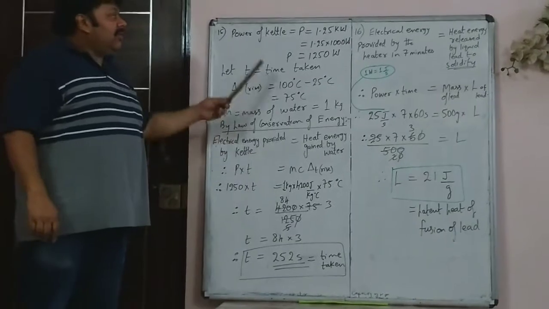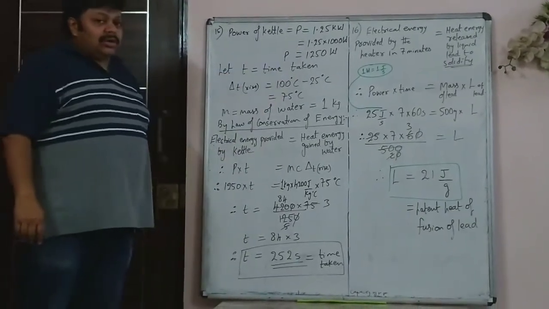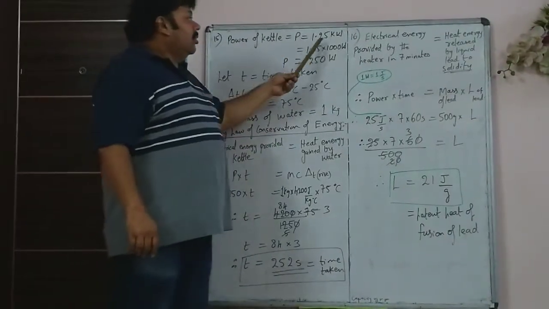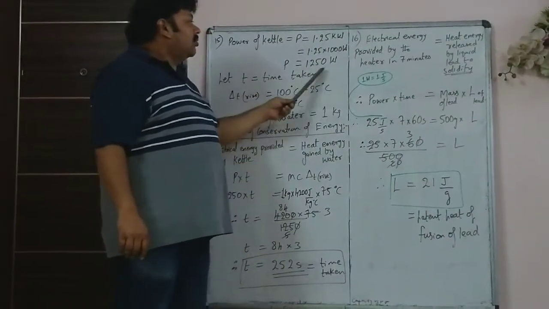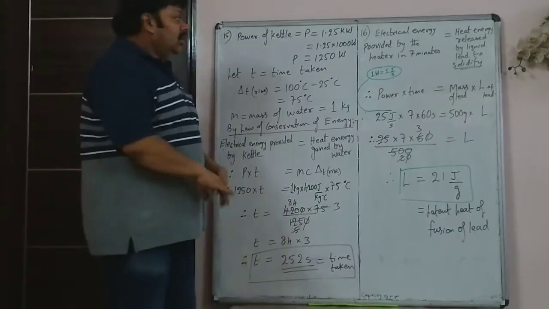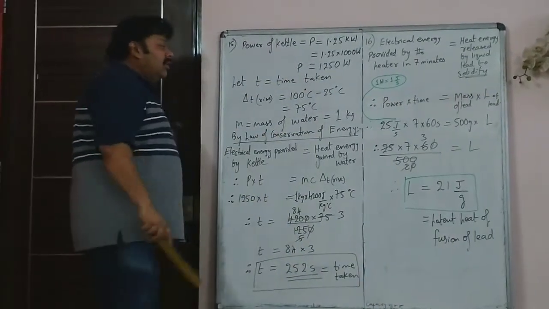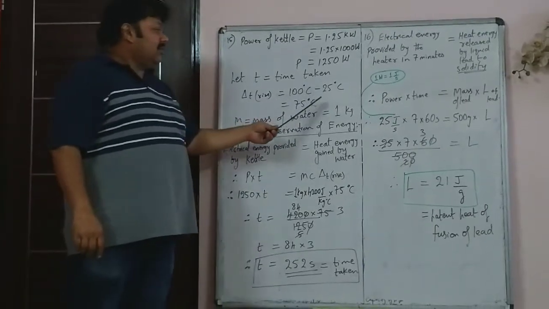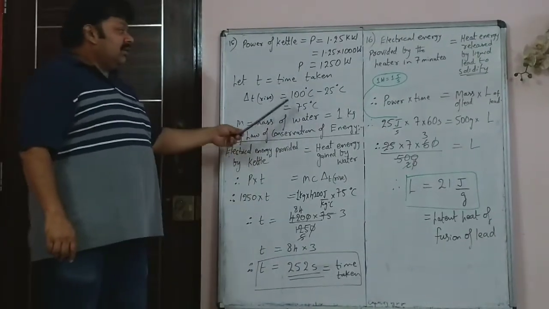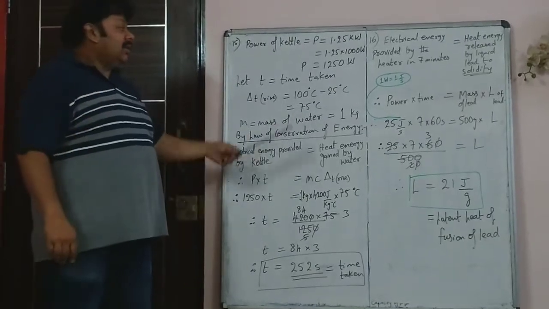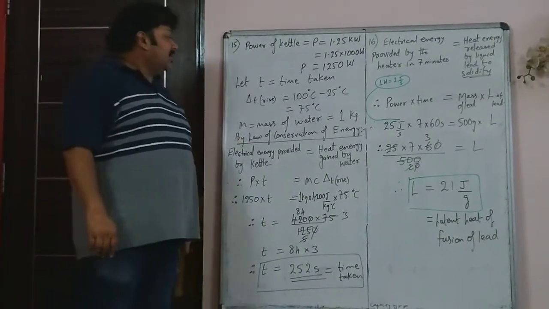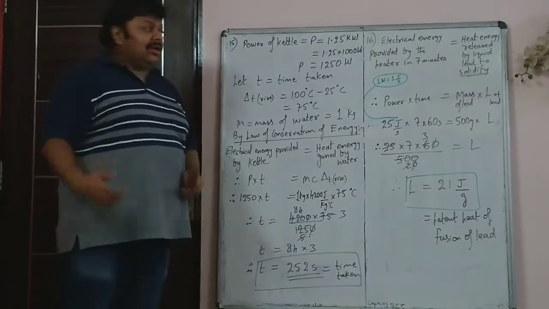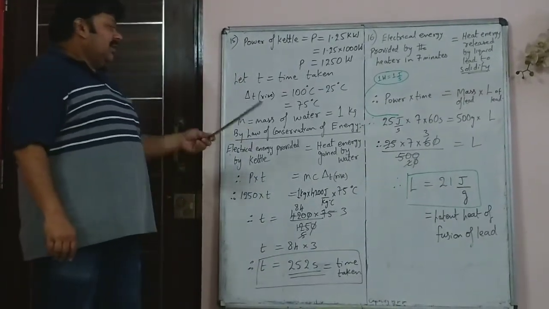15th sum, the power of the kettle is given in kilowatt. So kilowatt won't do, you have to convert it into watt. 1.25 kilowatt is 1250 watt. So you have to convert it into watt and let T be the time taken. The rise in temperature is given, it is rising from 25 to 100 degrees Celsius. So the rise in temperature is 75 degrees Celsius.